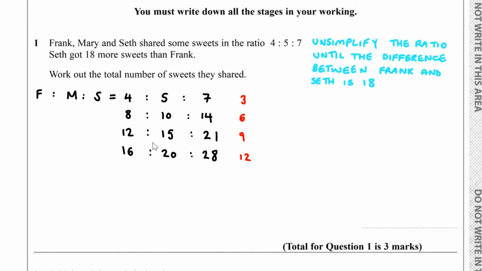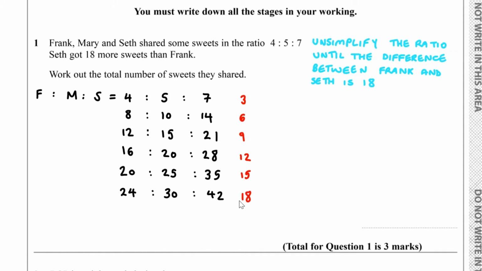If we unsimplify again, we have 20 to 25 to 35, and the difference between 35 and 20, that's 15. And if we unsimplify again, we have 24 to 30 to 42, and the difference between 42 and 24, that's 18.